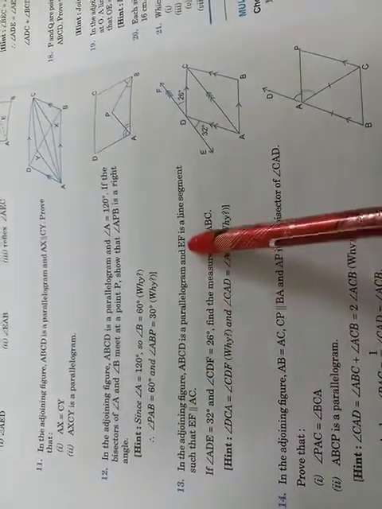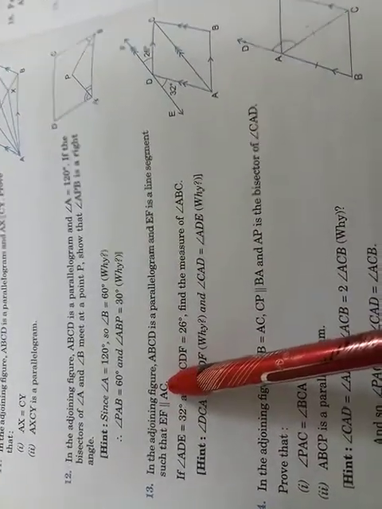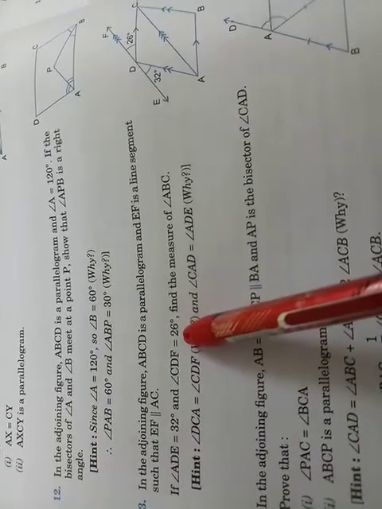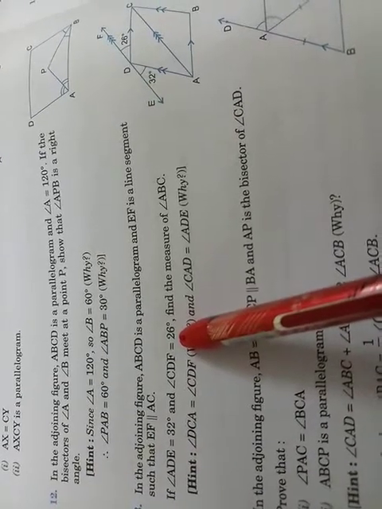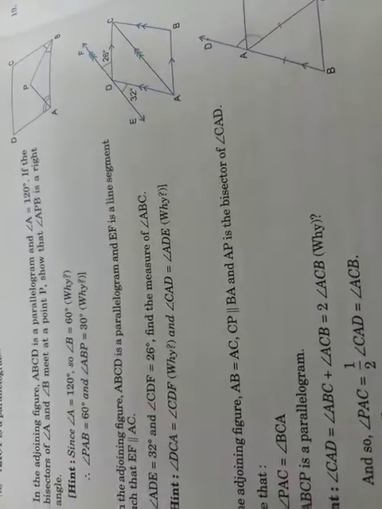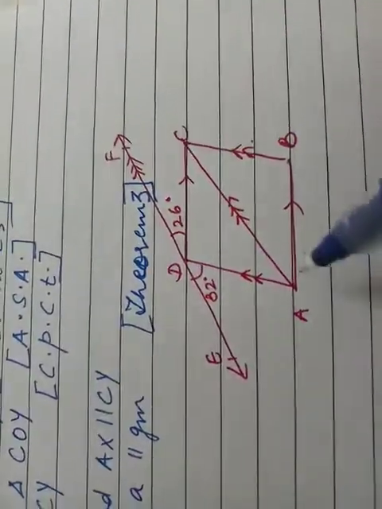Now I proceed with question number 13. In the adjoining figure, ABCD is a parallelogram. EF is the line segment such that EF is parallel to AC. Angle AEF is given 32 degree. Angle CFE is given 26 degree. We are looking for angle ABC. Let's see its solution. I have drawn the figure for you here.